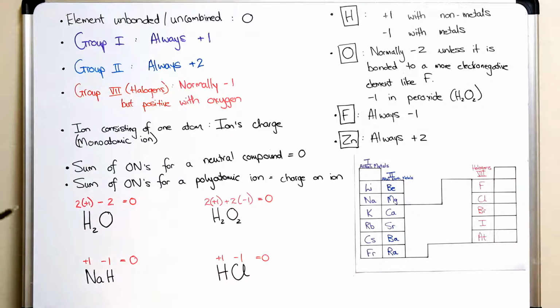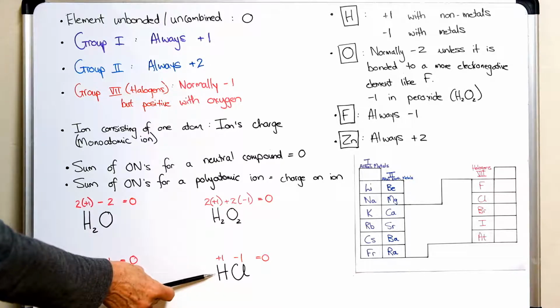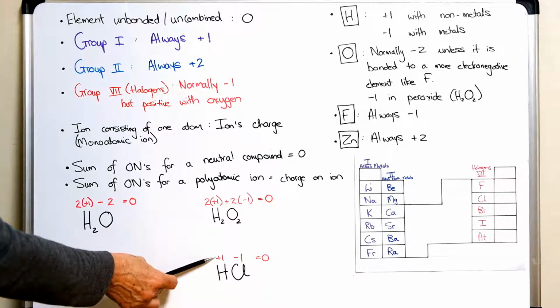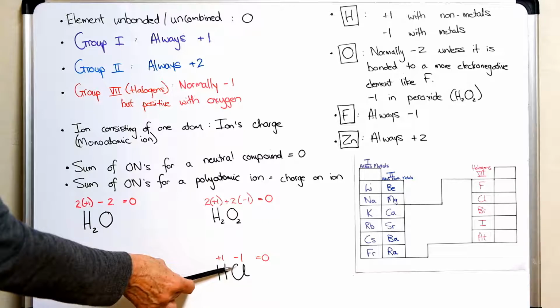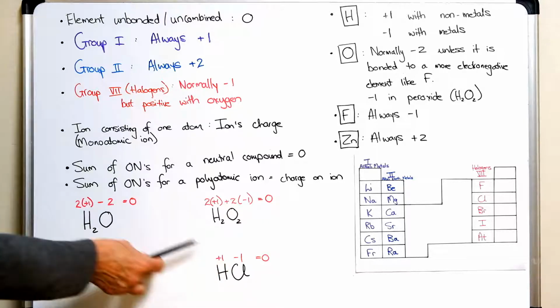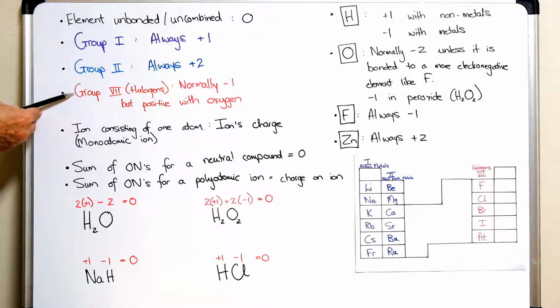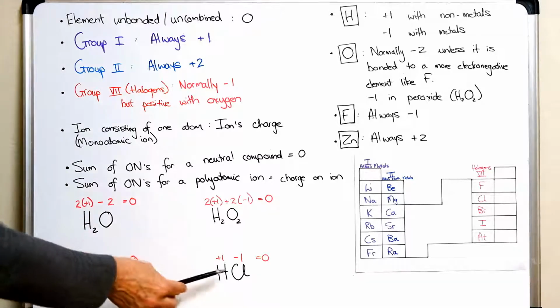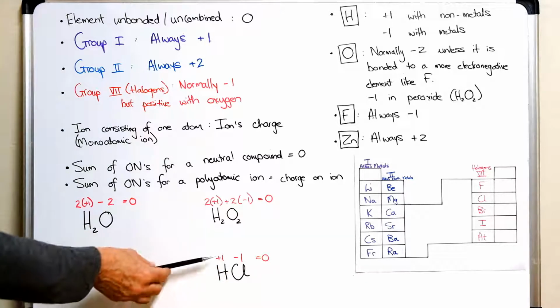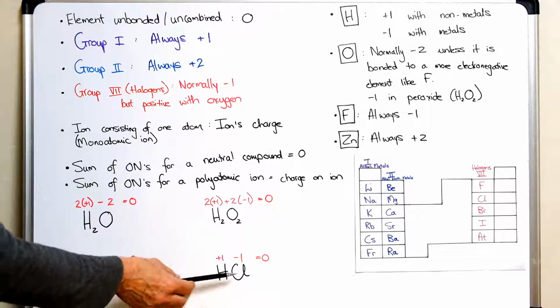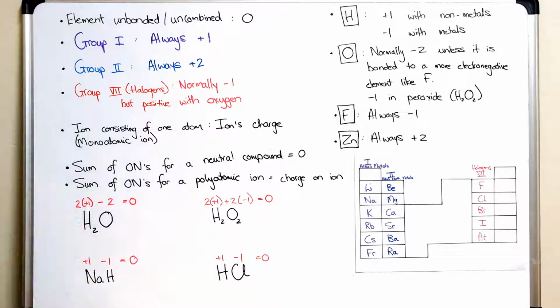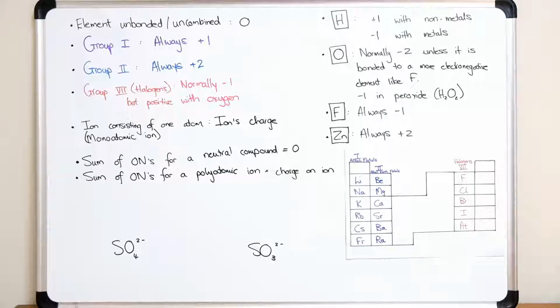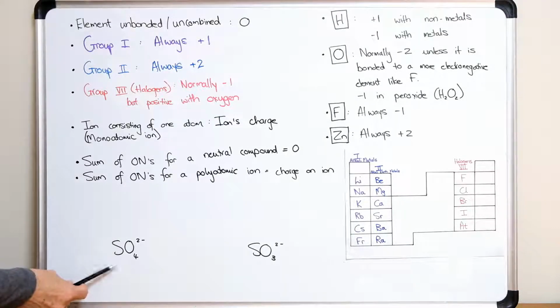And then lastly, if we look at hydrogen chloride, or the hydrochloric acid molecule, hydrogen is +1, chlorine is in group 7, it's -1, it's one of your halogens, always -1. And then the total charge, there is no charge, it's a molecule, so the total for the oxidation numbers must equal 0. We are now going to work out the oxidation numbers for sulfur in the sulfate ion and in the sulfite ion.